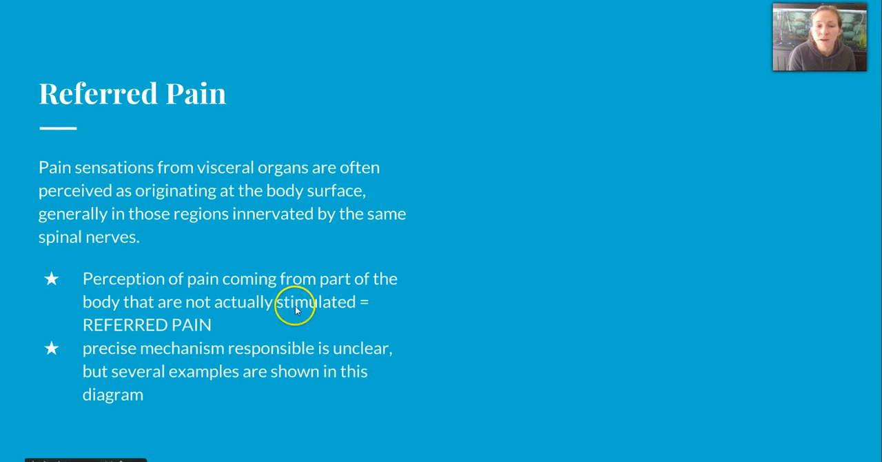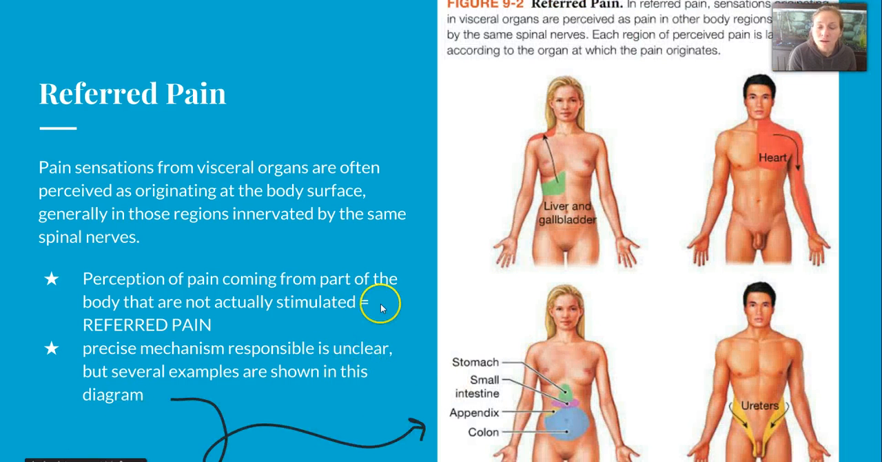Alright, now there is something called referred pain. This is perception of pain coming from part of the body that is not actually being stimulated. We don't really know the precise mechanism that's responsible, but there are several examples. So in this diagram, it's showing you that sensations originating in visceral organs are perceived as pain in other regions. For example, like your heart. This portion of your body, as well as extending into your arm, is actually going to feel pain, but the stimulus is actually occurring in the heart.